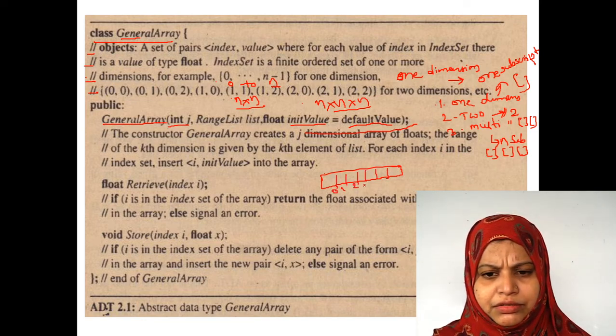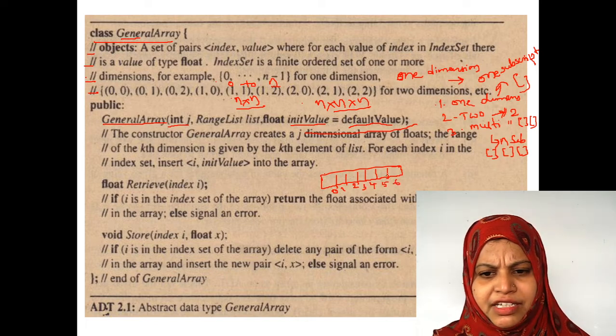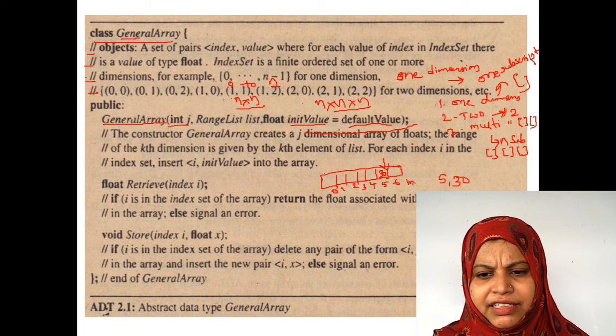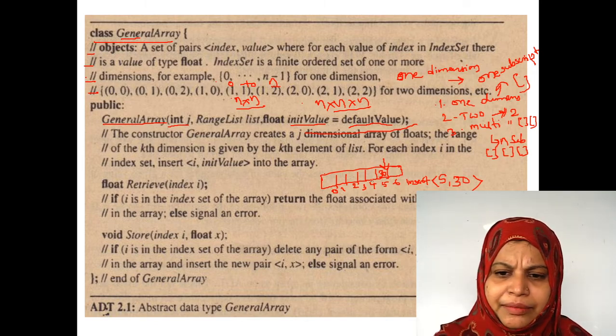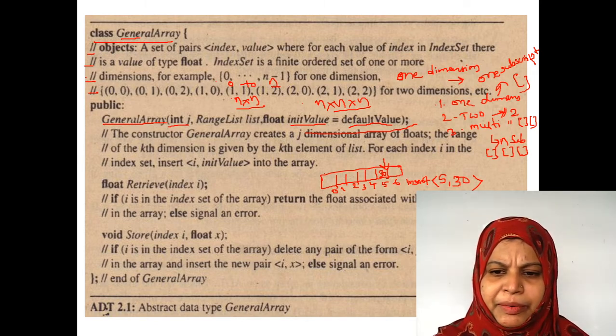0, 1, 2, 3, 4, 5, 6. At index 5, I am going to assign the value 30. So insert 5 comma 30, insert 5 comma 30, which means the value 30 is going to be assigned at the 5th memory location.